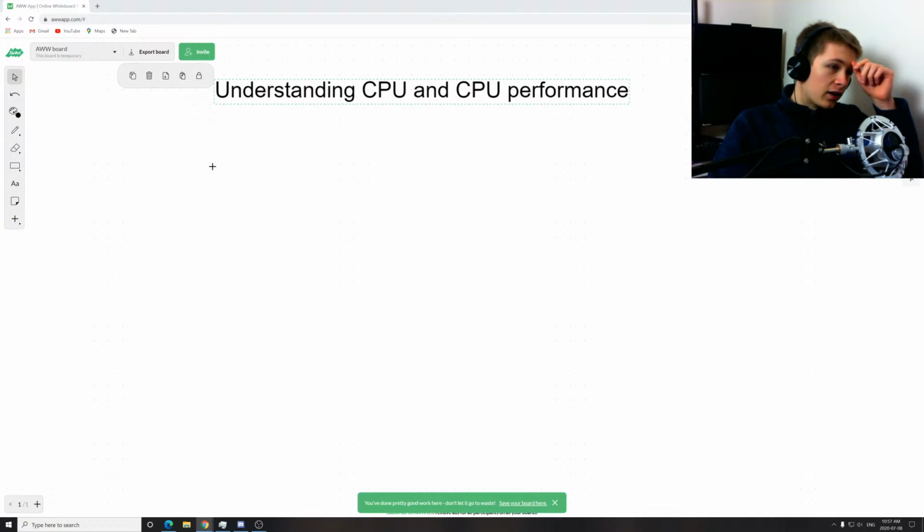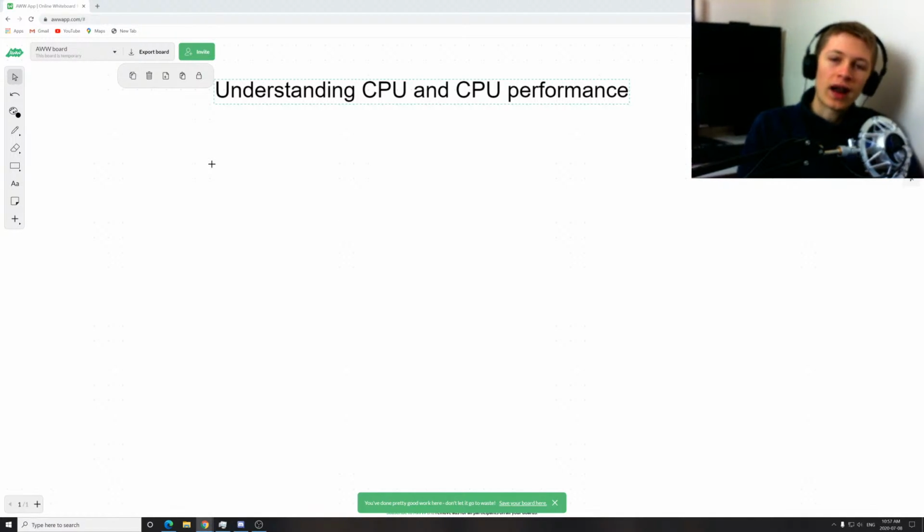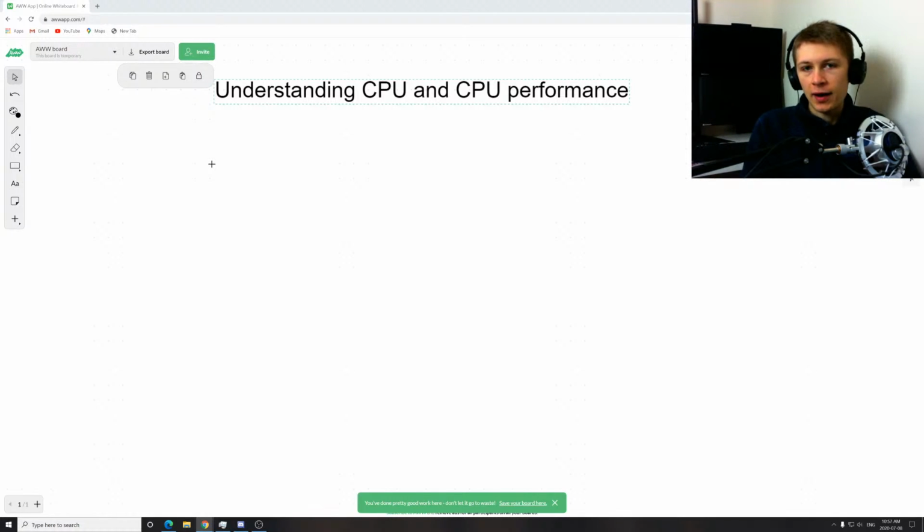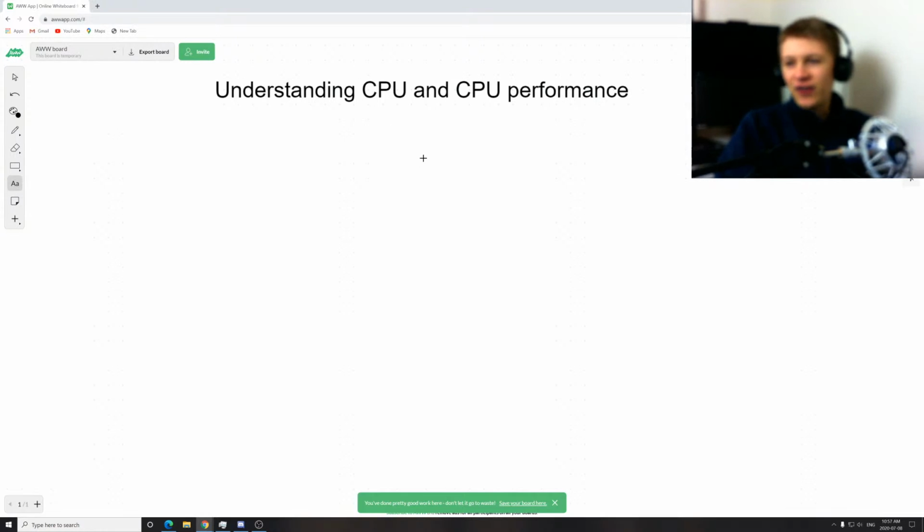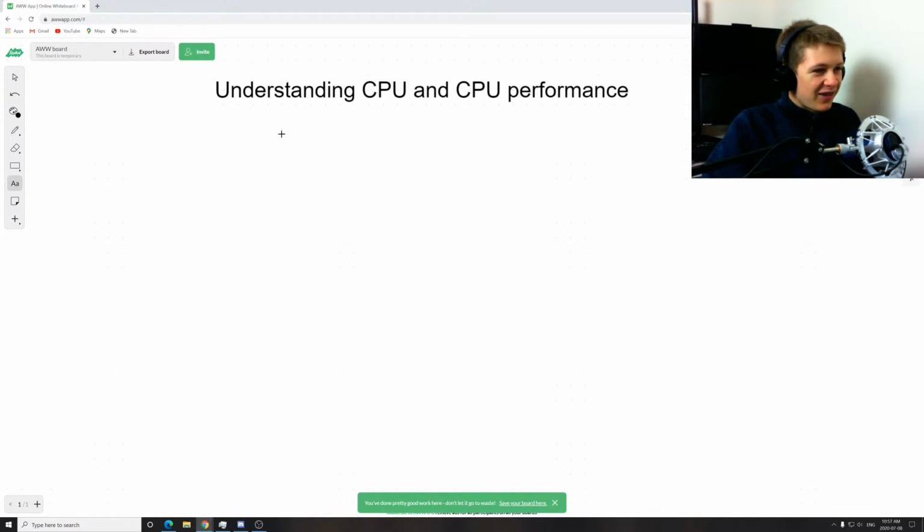The first thing we really need to understand before we look at CPUs is what application we want to run, because if we know what application we want to run, then we can decide what kind of hardware we need in order to run that application. For this example, we're going to say we want to play Fortnite, because Fortnite is a popular game, and a lot of people want to play it. I found this whiteboard online, so I'm going to be using it to explain CPU performance as best as I can.